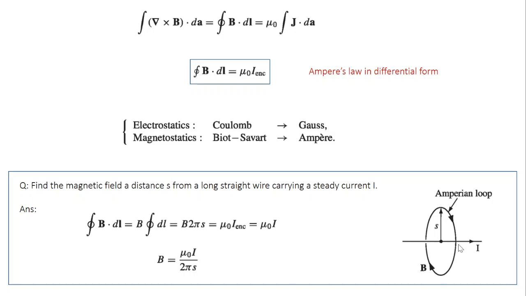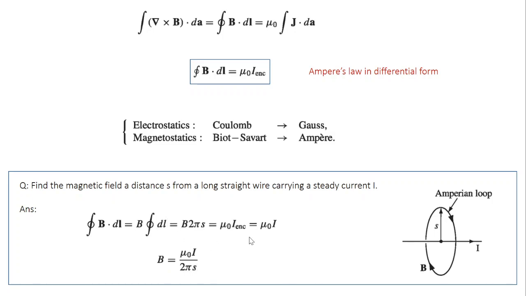Integral of dl is nothing but the circumference of the circular loop, which is 2 pi s. So the left hand side is B into 2 pi s, which equals mu naught into I enclosed. Now what is the total current enclosed by this Amperian loop? This is nothing but the steady current I. So the right hand side becomes mu naught I. So B into 2 pi s equals mu naught I, or B equals mu naught I divided by 2 pi s.